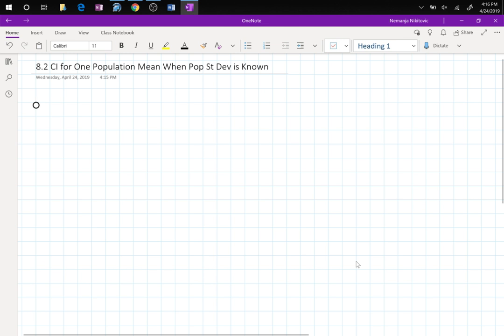Hello and welcome back to Statistics 1, section 8.2, confidence intervals for one population mean when population standard deviation sigma is known. That's the title. So we are getting one step closer to being able to predict the mean using the sample with certain confidence. Last time we talked about the margin of error, and we talked about the test statistic.